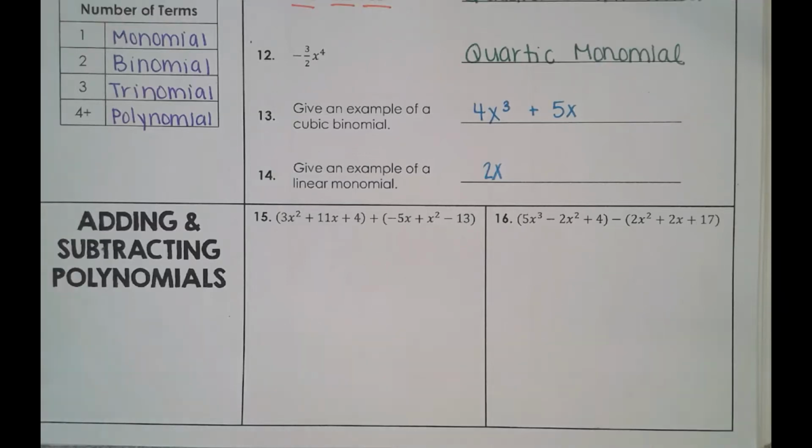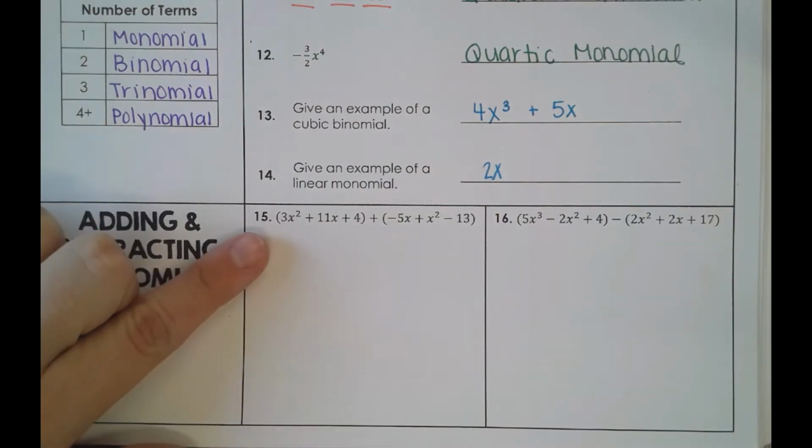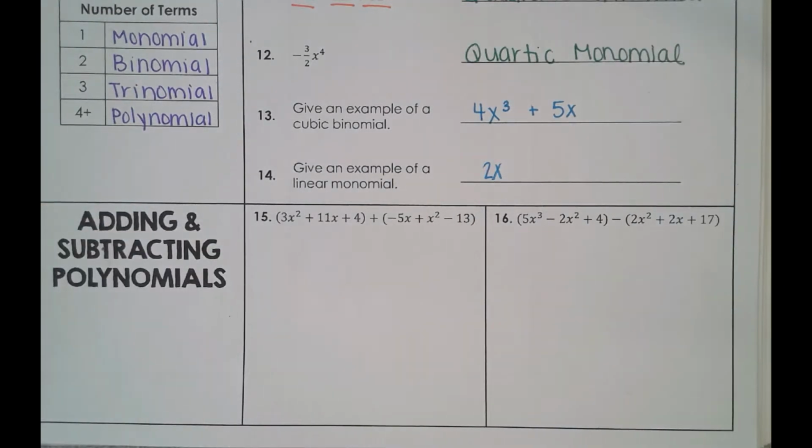Alright, so yesterday we did naming polynomials. We talked about polynomial rules. Today we're going to be adding and subtracting, multiplying and dividing polynomials. So whenever we add or subtract, basically we're combining like terms. So your exponents don't change, just the numbers in front.